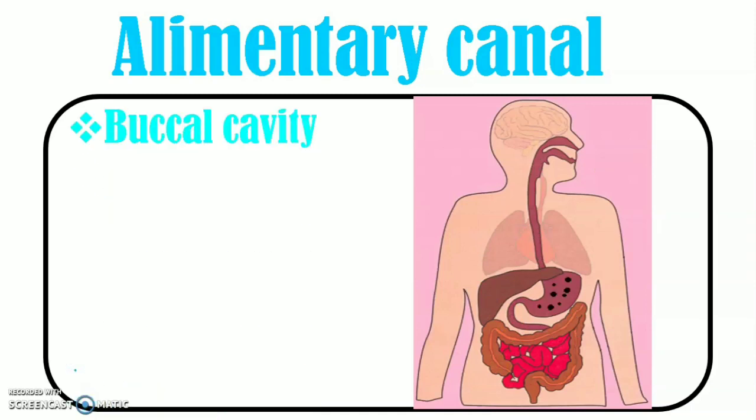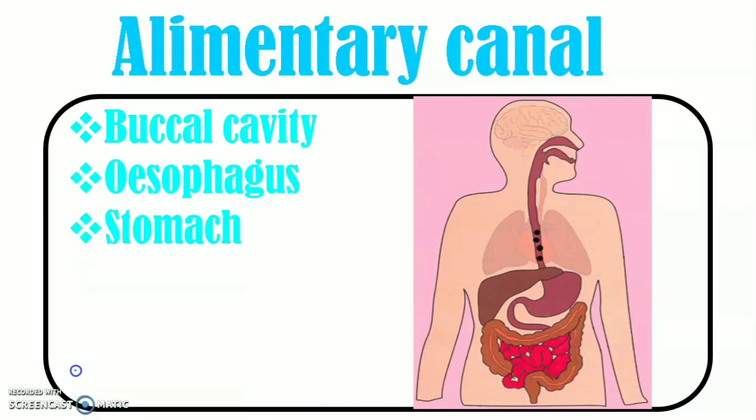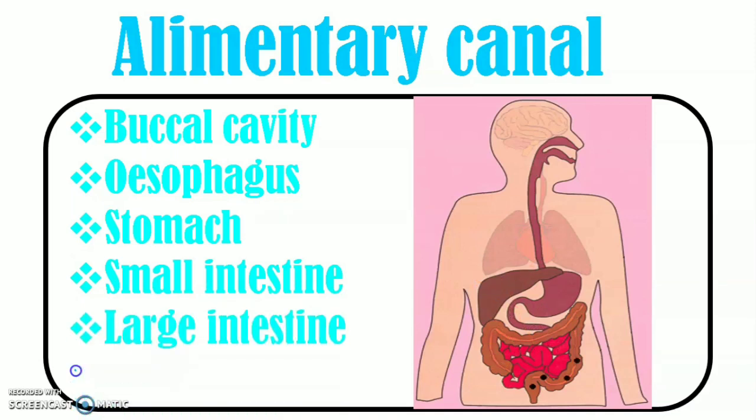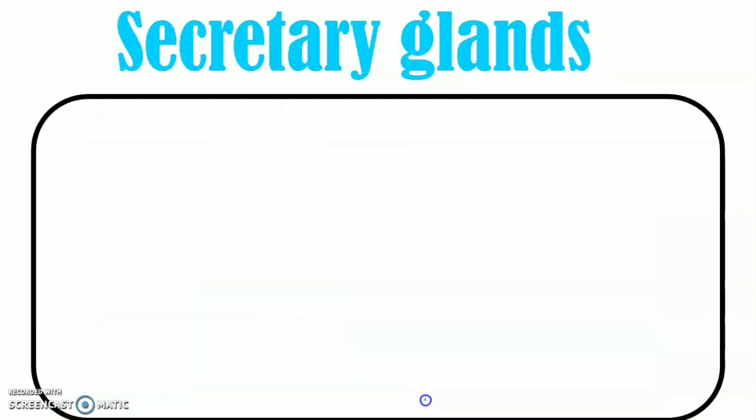The alimentary canal starts with the buccal cavity, then it goes through the esophagus, the stomach, then the small intestine, then the large intestine, and then out through the anus. So you see this? It will go from the mouth, then through the esophagus, then through the stomach, then the small intestine, then the large intestine, and then out through the anus.